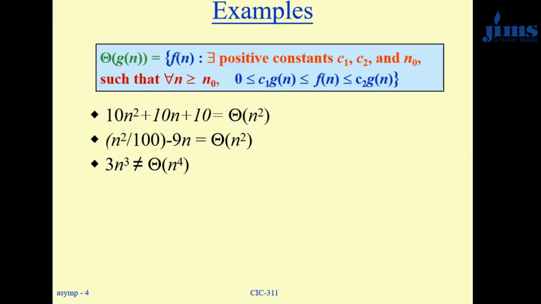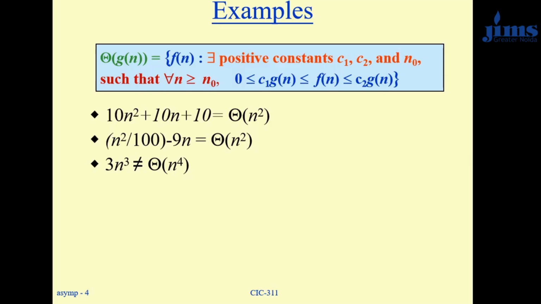Why so? Because I say that 11n square is greater than 10n square plus 10n plus 10. Then what will the equation become? I will say that n square minus 10n minus 10 is greater than 0. So you compute the value of n. That will be n naught, after which we could conclude that 11n square will be greater than this function f(n). So we have proven that 10n square plus 10n plus 10 is theta of n square.